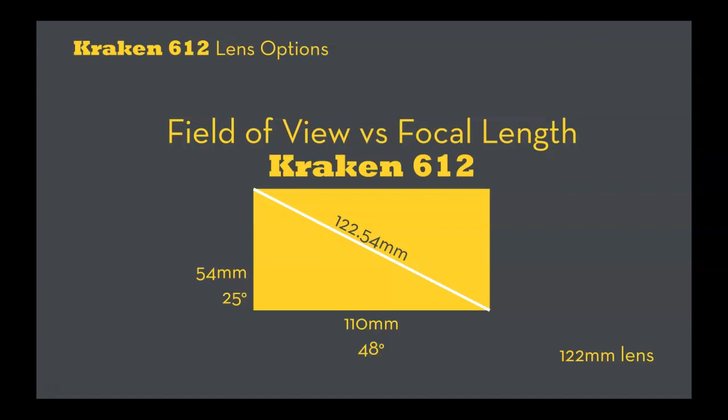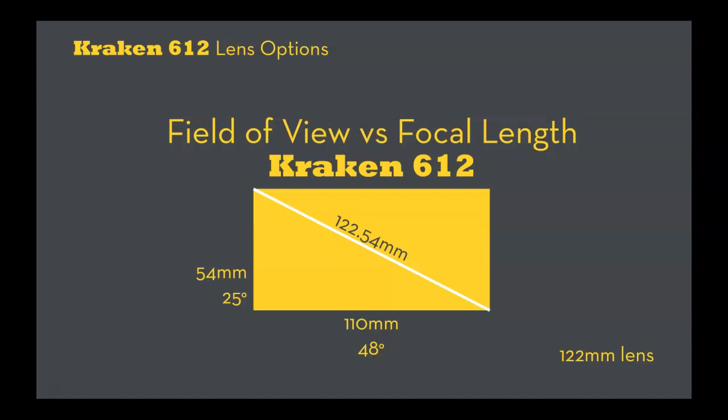So let's take a look. The diagonal on this is 122. So if we were to take a 122 millimeter lens, it has that 122 millimeter image circle. We'd get, sorry, I went ahead a little bit early. We'd get a 25 degree vertical and a 48 degree horizontal.